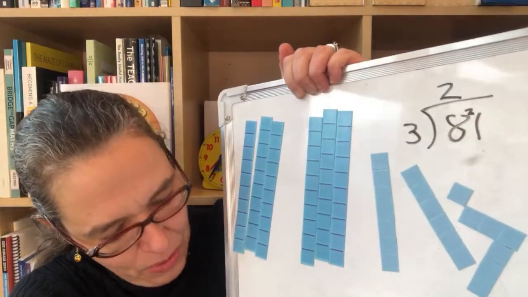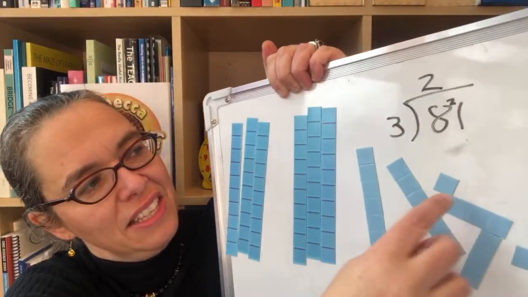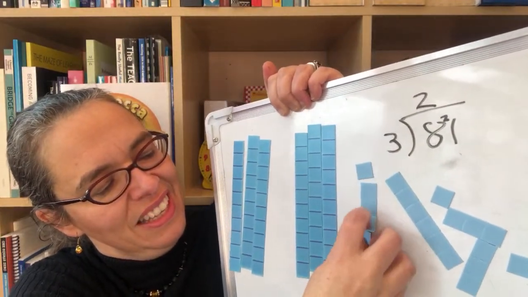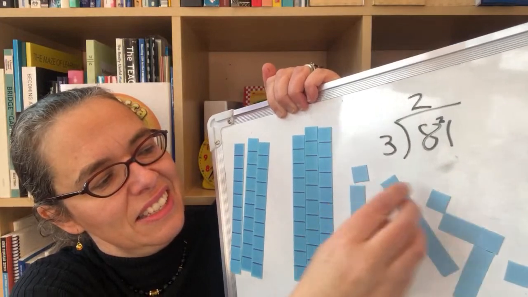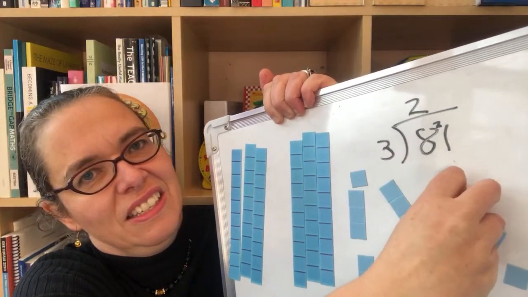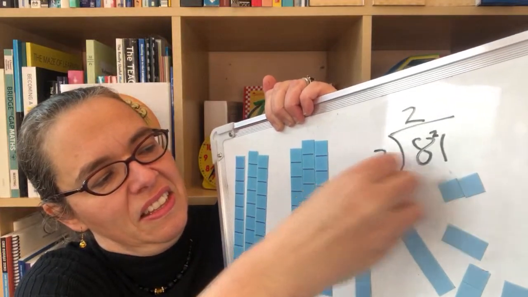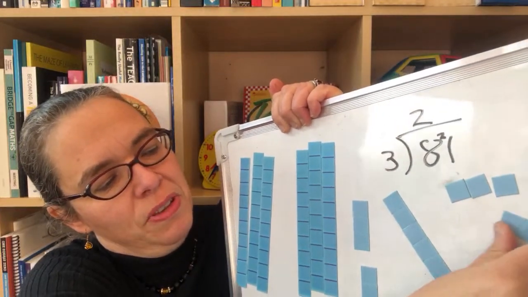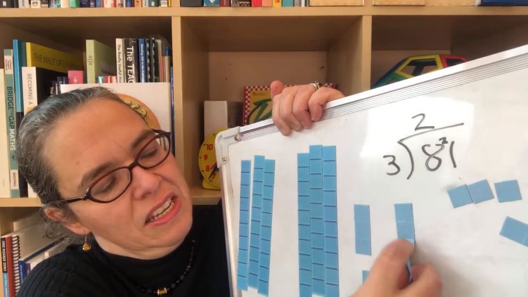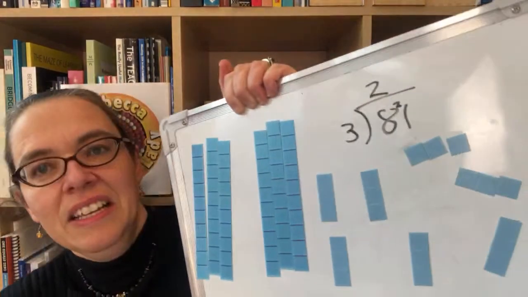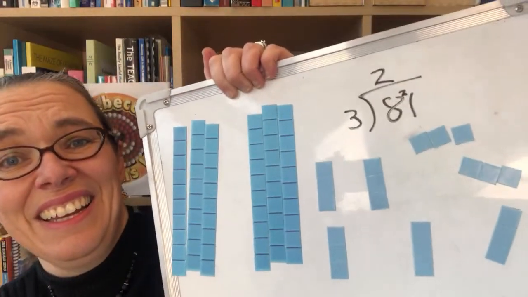And then they got their 21 here, and they say, how many 3s in 21? 3, 6, 9, 12, 15, 18, 21. That's 7 groups of 3. So they're really seeing that calculation like that.